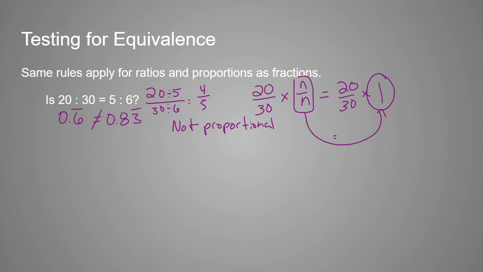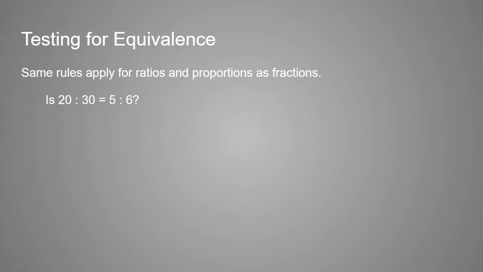Let's look at another example. We're going to test it both ways. We're going to see if we can come up with a fraction that is equal to 1, and we're going to test to see if its decimal value is also the same. To do that, we're going to look at 15/5, or 15 to 5. Is that equal to 12 to 4?